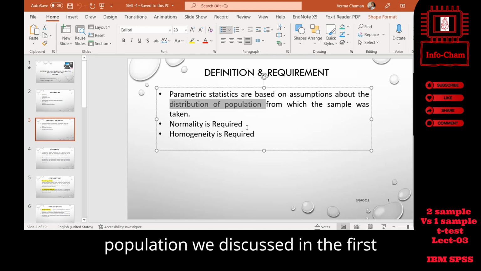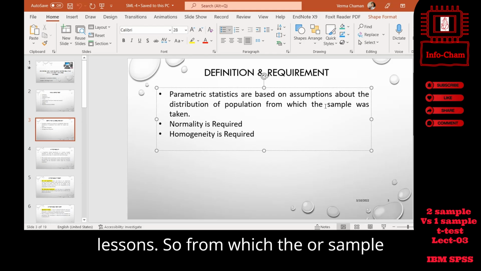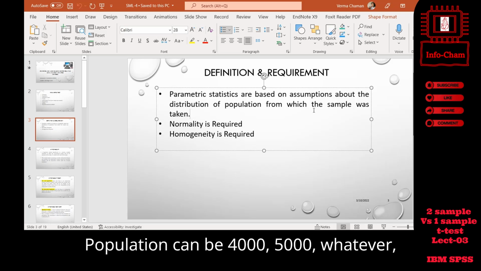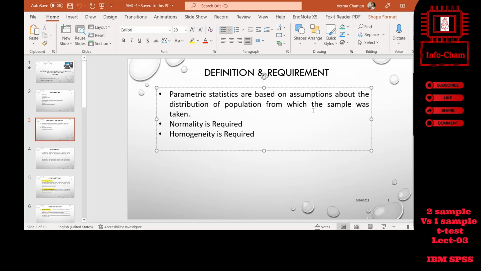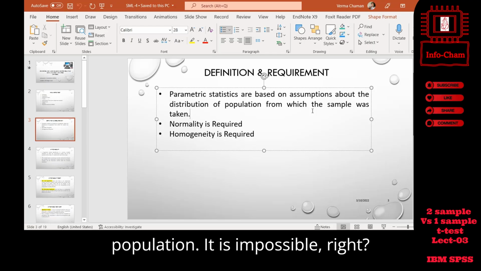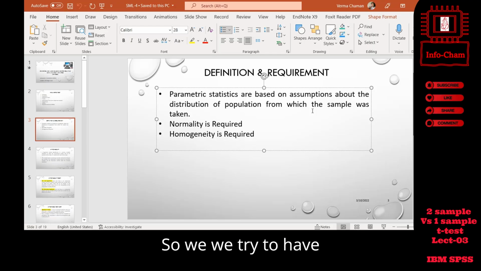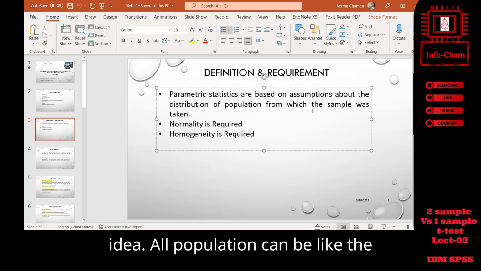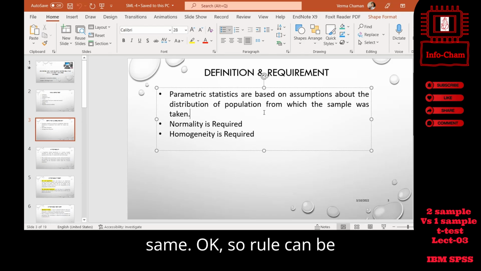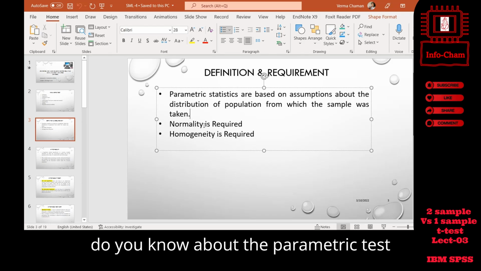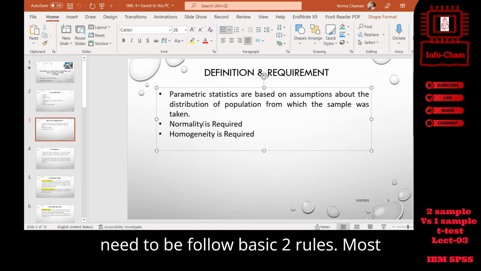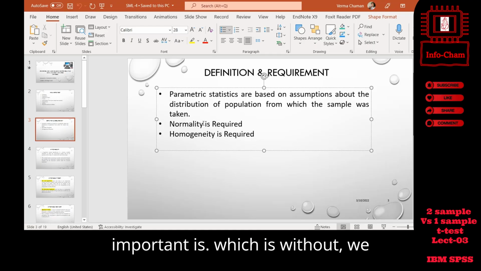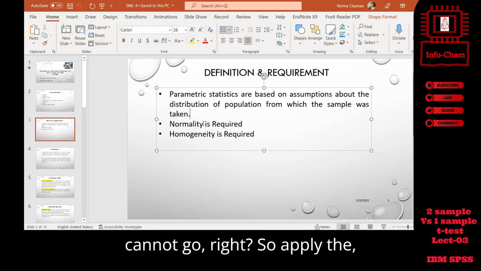You know very well the population we discussed in the first lessons, from which we extracted our sample, right? Population can be 4,000, 5,000, whatever, but we cannot work on the whole population. It is impossible, right? So we try to have some small examples, then we can have an idea. All the population can be like the same. Okay, so the parametric test needs to follow basically two rules, the most important. The rest can be there, but the most important are those without which we cannot go, right?